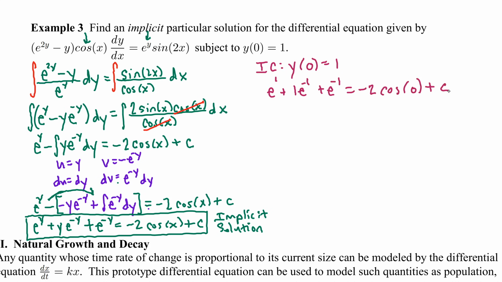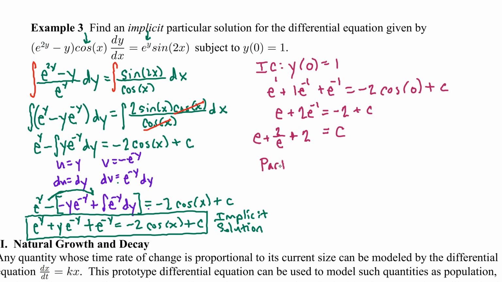Now, this is going to give us enough information to solve for c. Simplifying over here on the left side, we have e plus, when we combine like terms, we have 2e to the negative 1. Recall that cosine of 0 is equal to 1, so we have negative 2 times 1 plus c. So to solve for c, we can add 2 to both sides. And I'm going to rewrite that 2e to the negative 1 as 2 over e, plus 2. So there is our constant, which will translate our implicit solution, which is general, to an implicit particular solution.